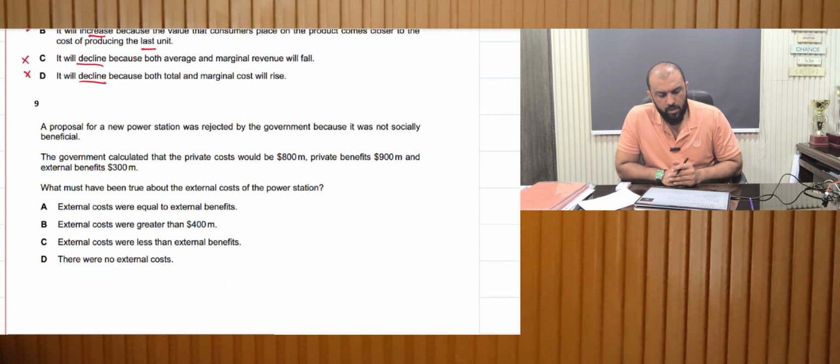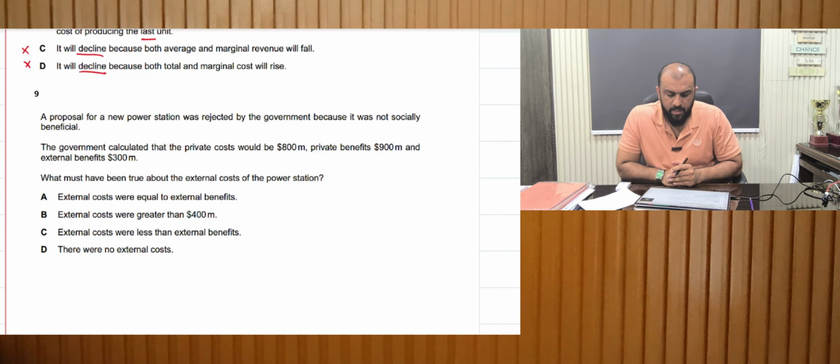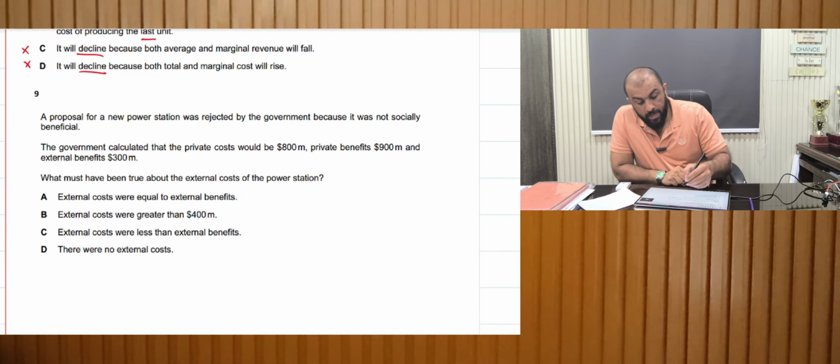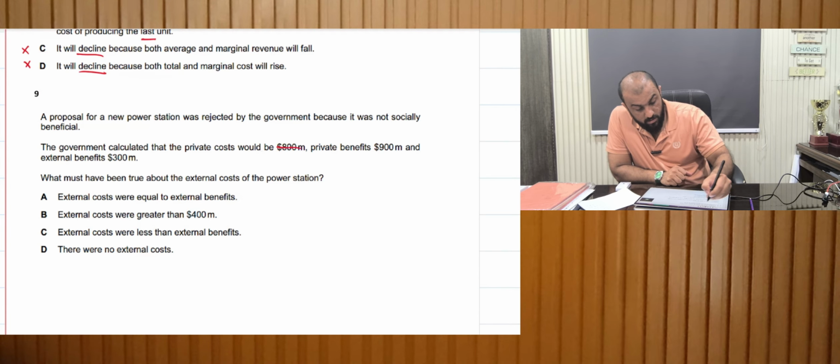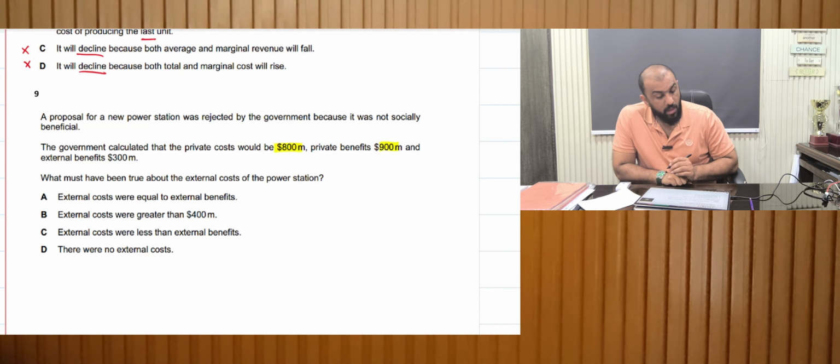A proposal for a new power station was rejected by the government because it was not socially beneficial. The government calculated that the private cost would be 800 million, the private benefits 900, and external benefits would be 300. What must have been true about the external cost of the power station?